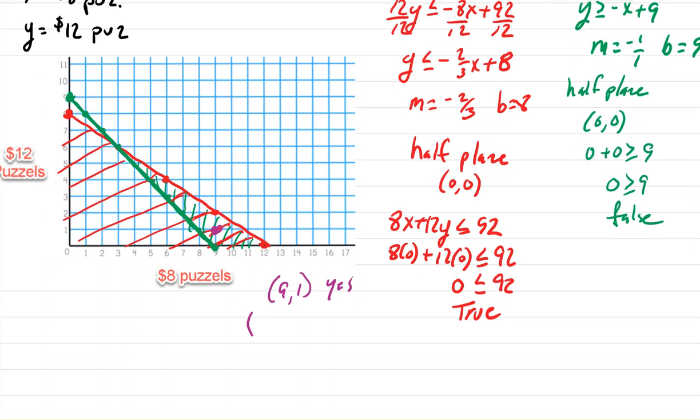If I wanted to know, can I buy 12 and 1? Well, 12 and 1 is located right here. It's outside the bounded region. Therefore, the answer is no. And lastly, if I wanted to know, can I buy 7 and 2? Well, 7 is here, 2 is 1, 2 right here, so the answer is yes.